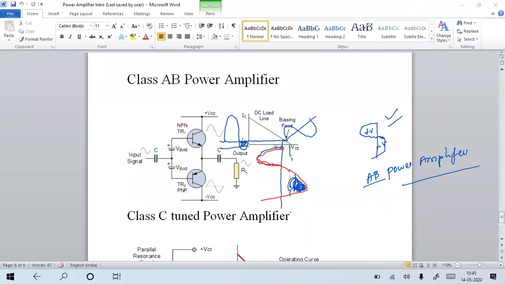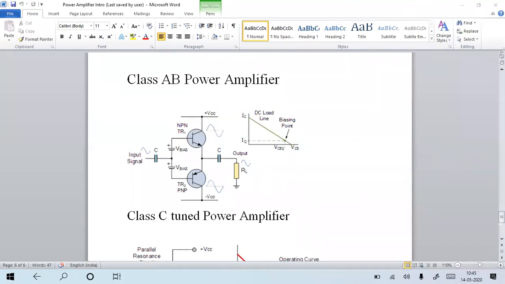How can we calculate the efficiency of the class AB power amplifier? We already discussed that efficiency is calculated with the help of conversion efficiency, eta percentage equal to power AC divided by power DC. AC power is sinusoidal in nature, so it is Vm Im by 2, and your DC power is VCC into 2 times Im by pi.